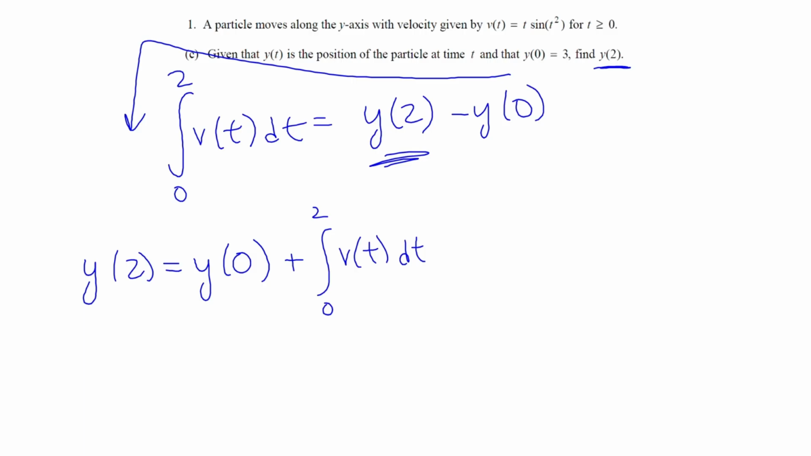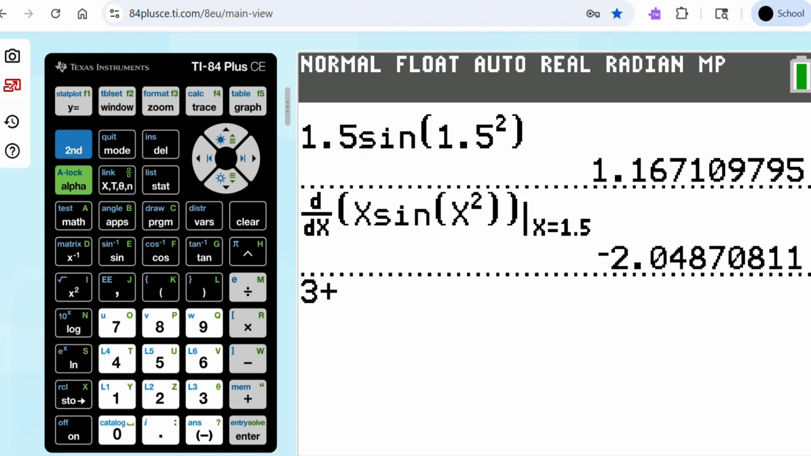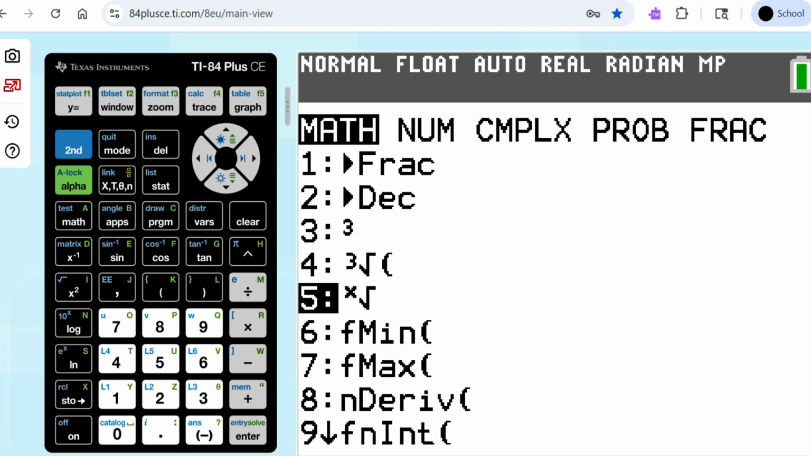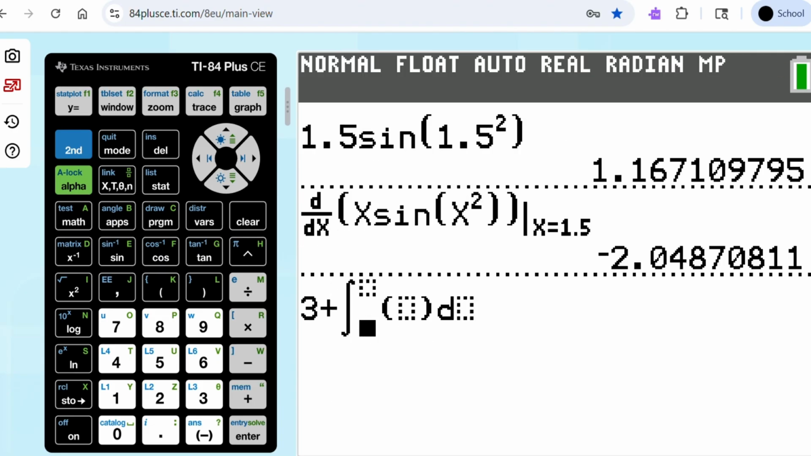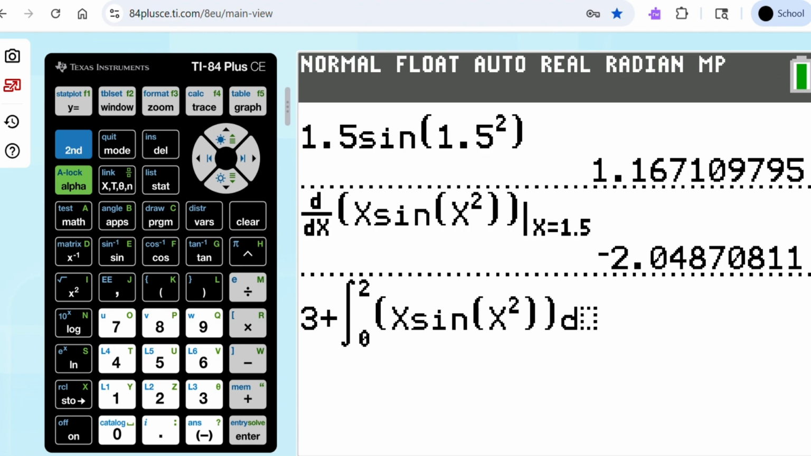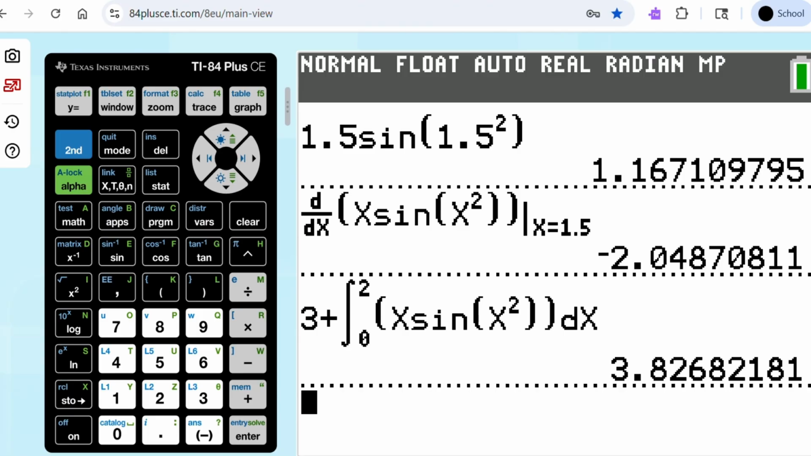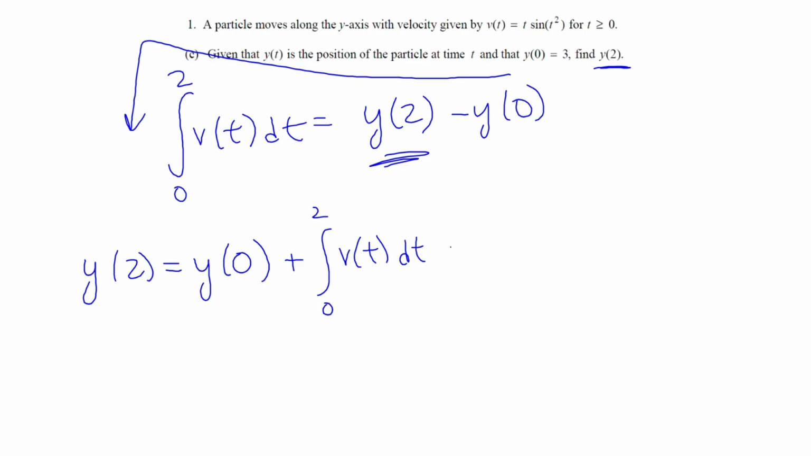Since y of 0 is 3, we'll just do 3 plus, and then our integral, which is math, and option number 9 for the integral from 0 up to 2. And we're going to just put in our v of t function, which was x sine of x squared. We'll put our dx out here. Our calculator will do the work and give us 3.827. So we'll just say it's about 3.827.